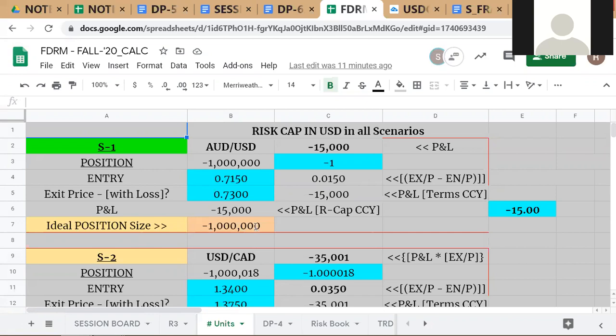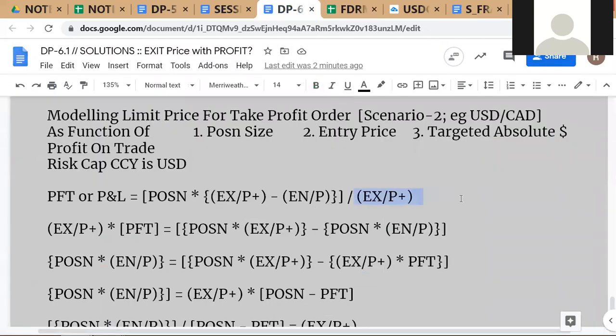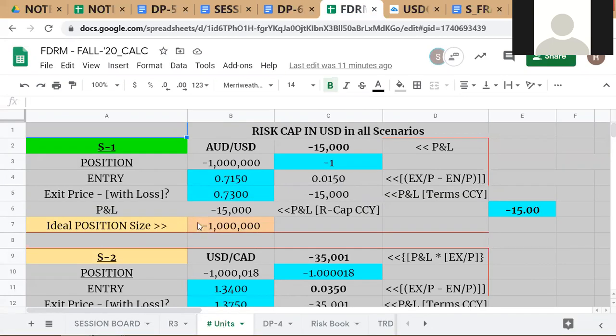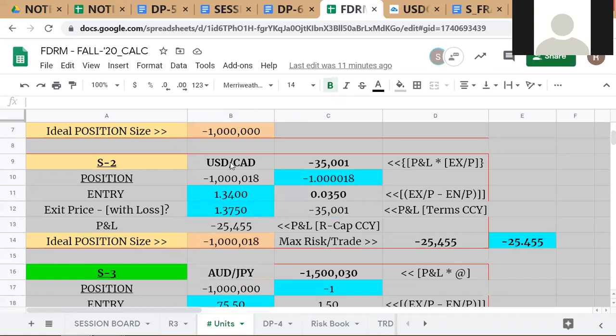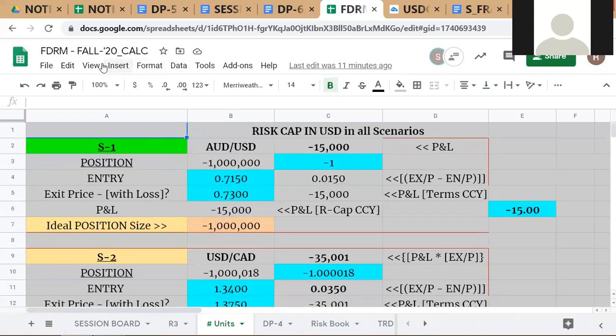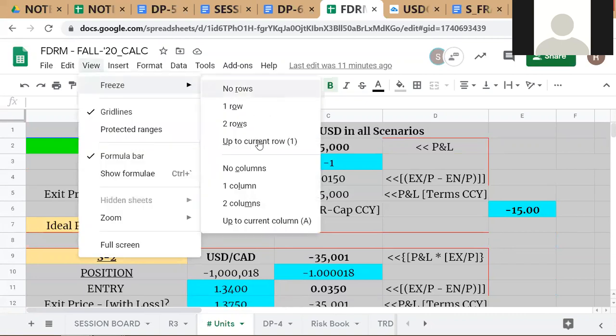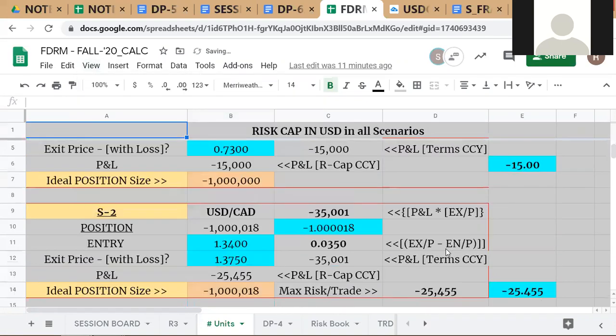In that case, your formula would not contain this part. But in scenario 2, in the number of units sheet, dollar Canada, the PNL currency is Canada and the risk cap currency is dollars, so USD. So there is a need for adjusting.